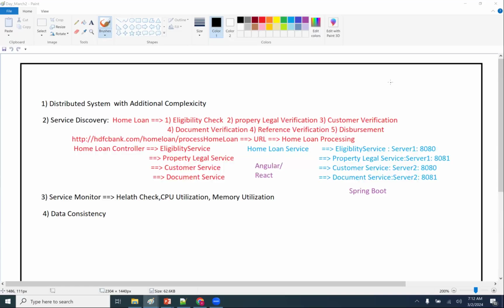Okay, and service discovery is another important point, where microservice architecture is going to have a big challenge.